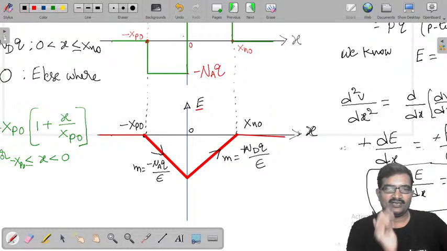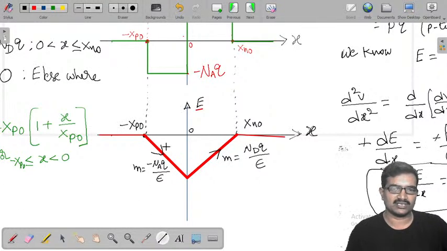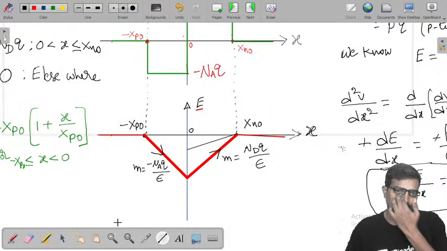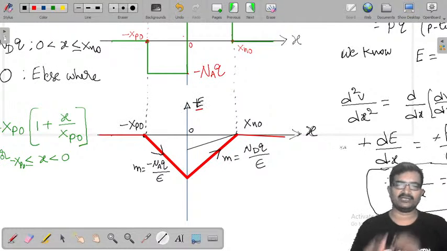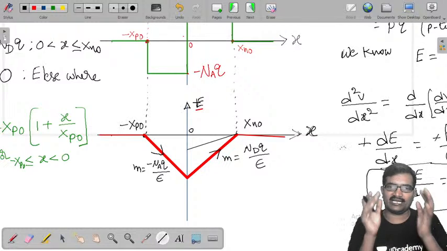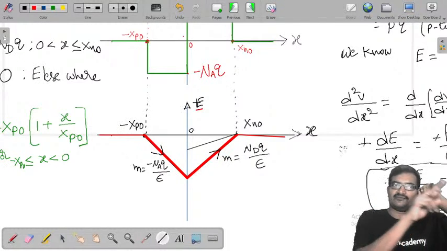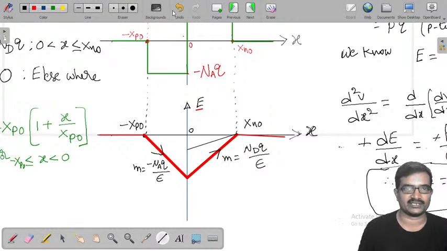Now you may ask, sir, why are you starting this plot from this point? Why don't you start this plot like this, or draw it like this? See, the electric field is a continuous function because it is a single semiconductor. So rho v is a continuous function, and similarly the electric field is also a continuous function. It will follow that. Because of that, I started from this point.